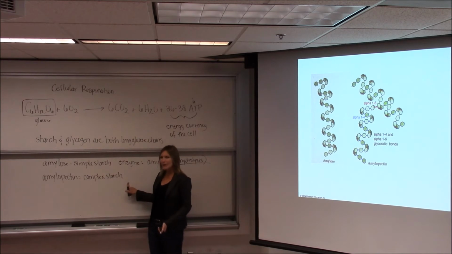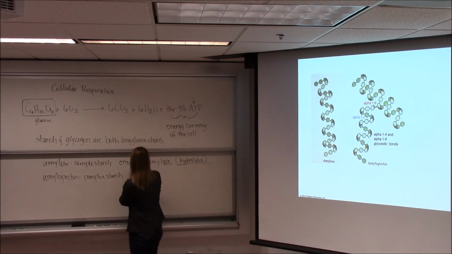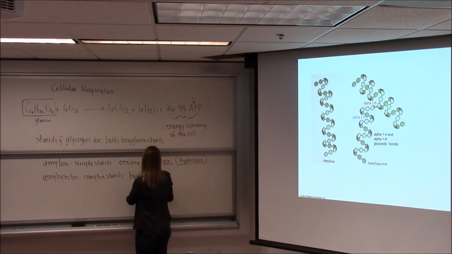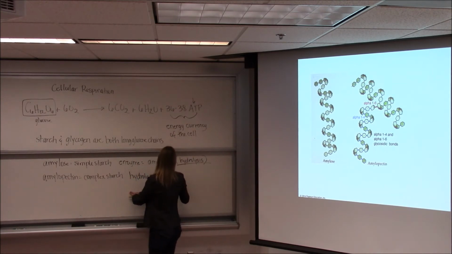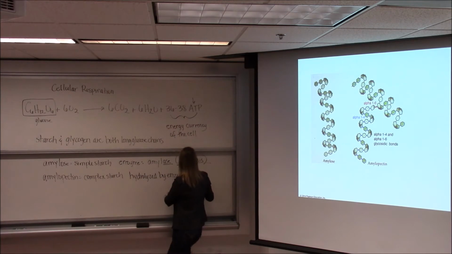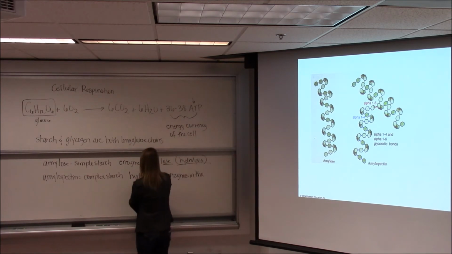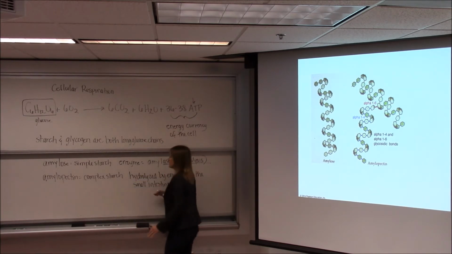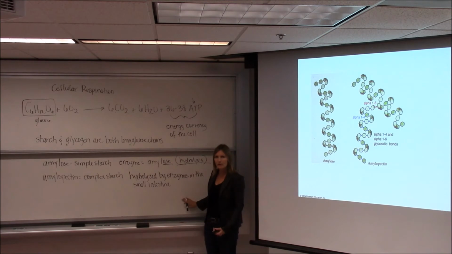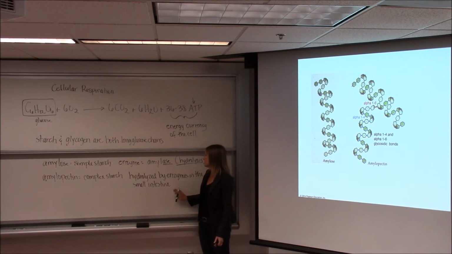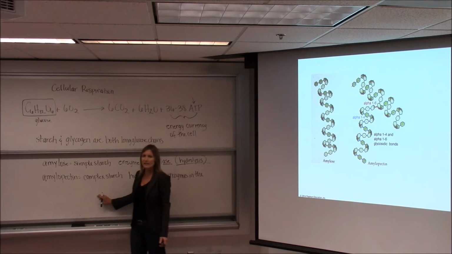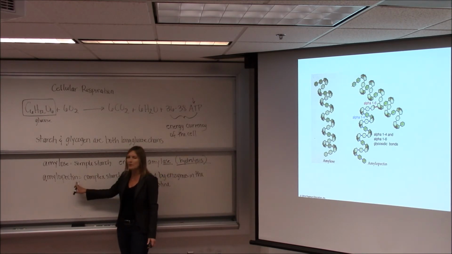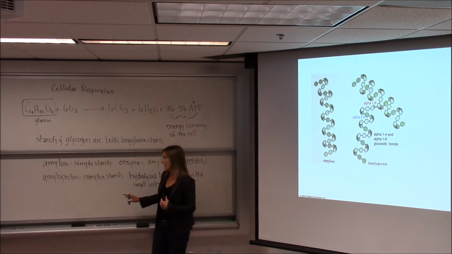This is broken down by enzymes in the small intestine. So hydrolyzed by enzymes in the small intestine. This is where the bulk of our chemical digestion takes place. Most of these enzymes come from the pancreas. The pancreas is going to release some important carbohydrate enzymes to come in and break down this amylopectin. Does that happen the second you start eating your food? No, it does not happen in the mouth.